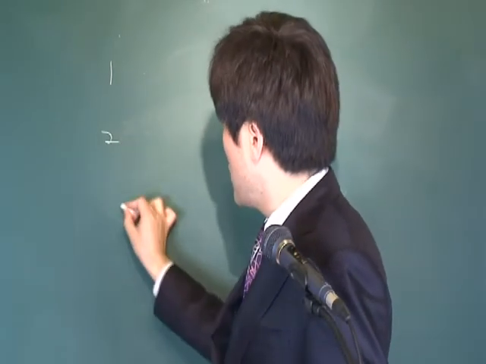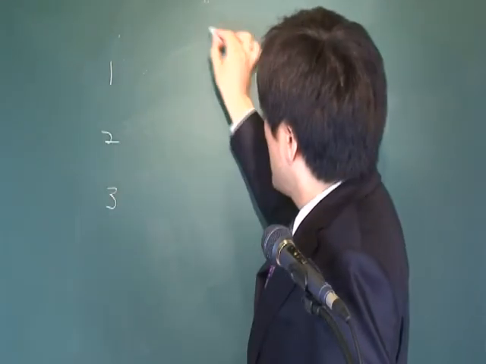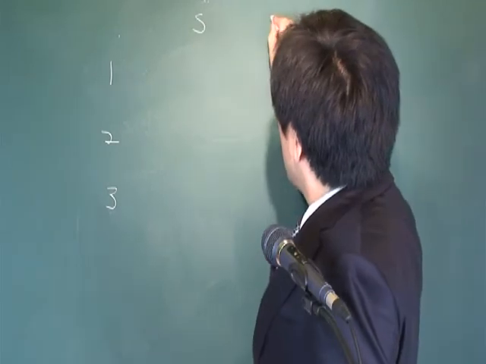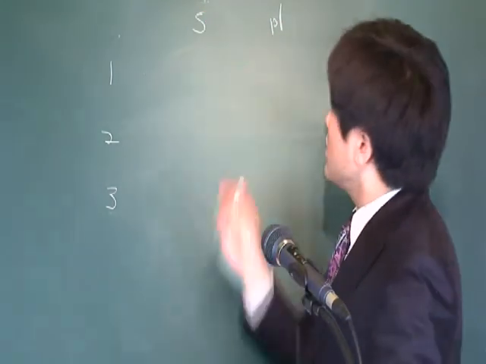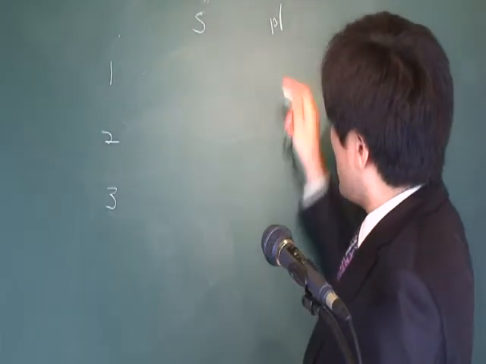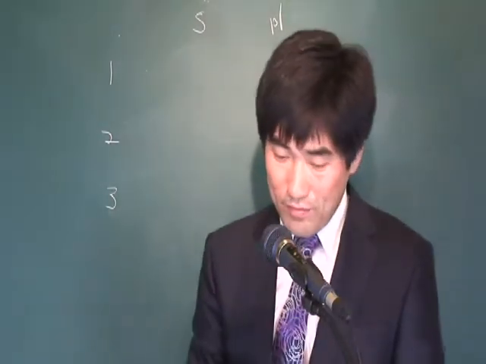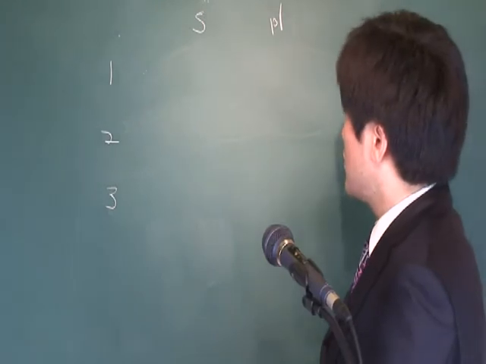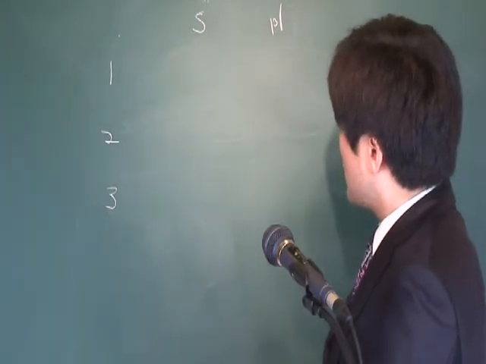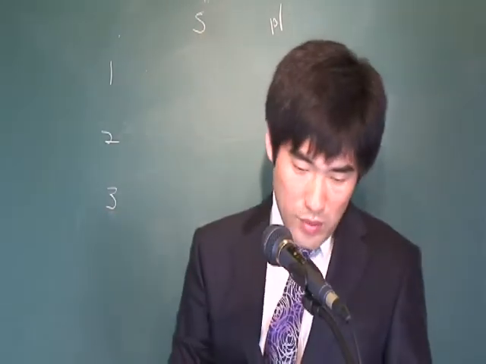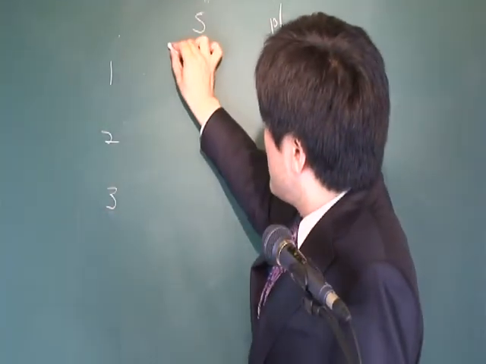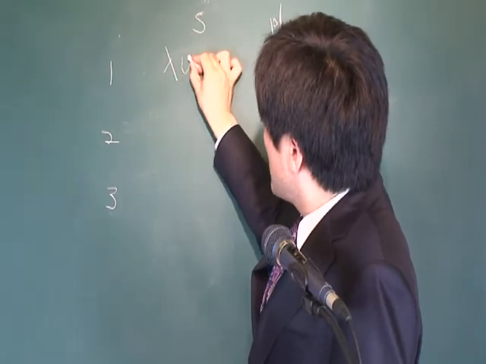Then let's look at another verb as an example. We will look at the verb blepo. The verb blepo means see. We will classify these into 6 different forms.